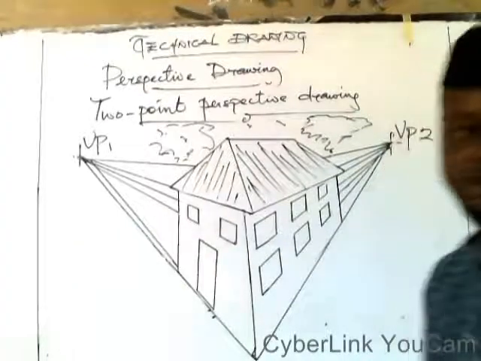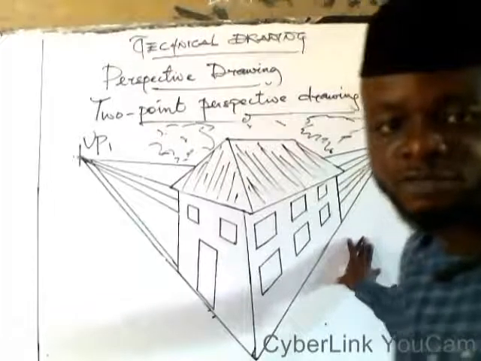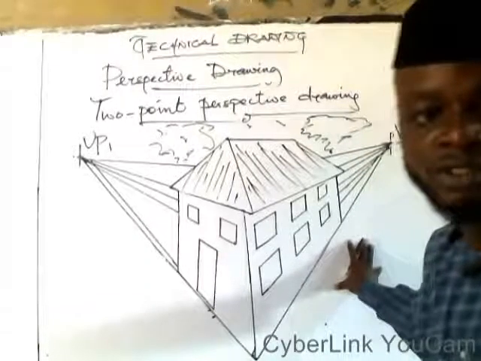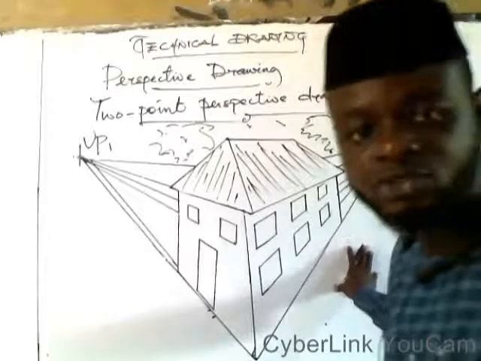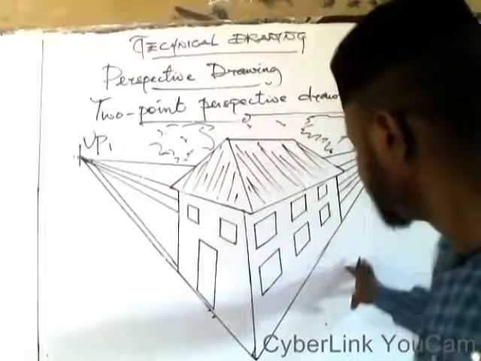So inshallah, that is the 2-point perspective drawing of a building. By now, you will be able to distinguish and differentiate between a one-point perspective and a two-point perspective.